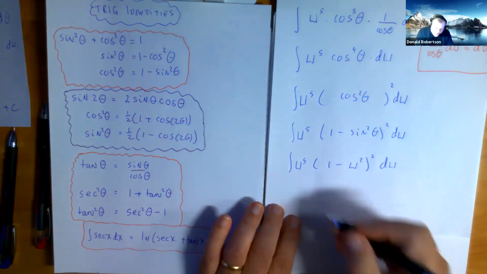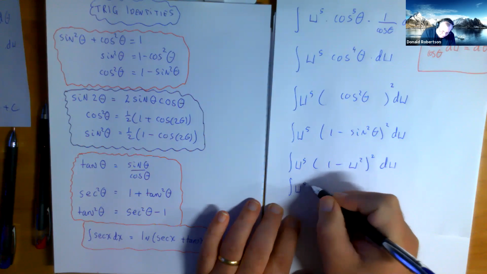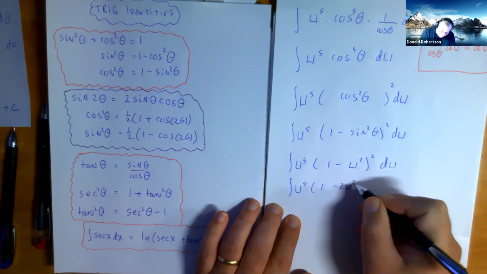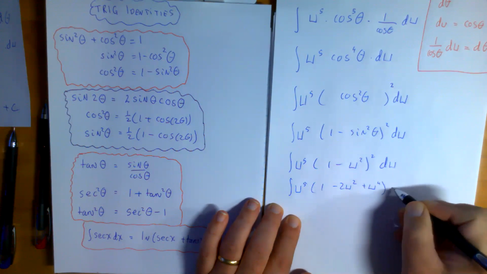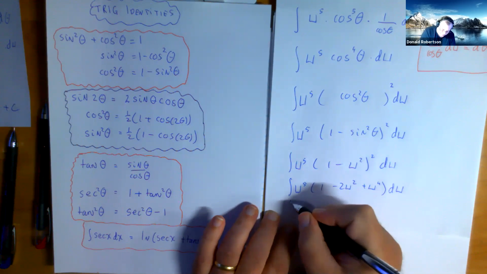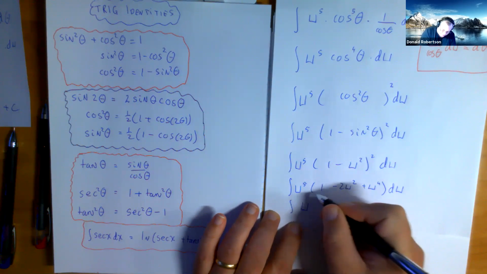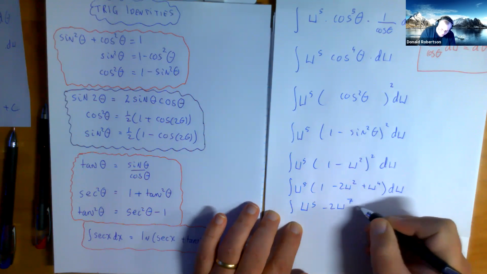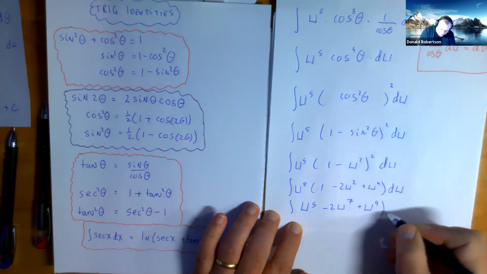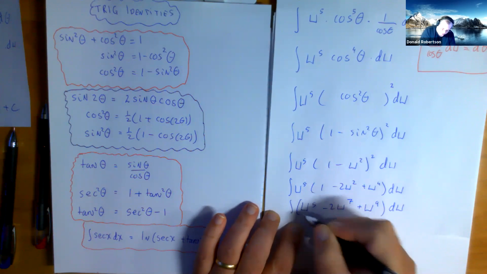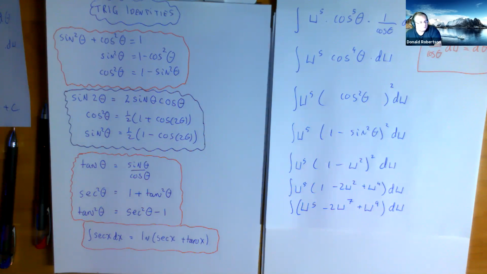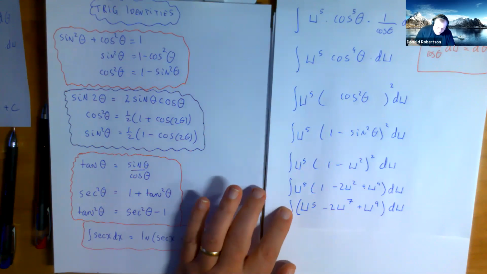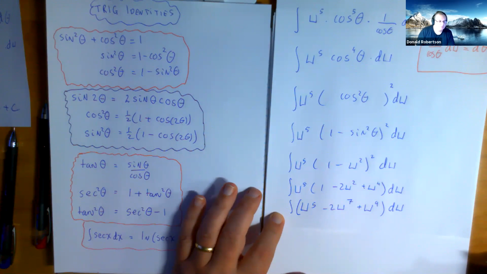Distribute. Okay. You get a 1 take away 2u squared plus a u to the 4 du. That gets me u to the 5. That gets me 2 u to the 7s. And that gets me u to the 9 du. Is it all looking good? Right. Don't we just go right into the power rule?